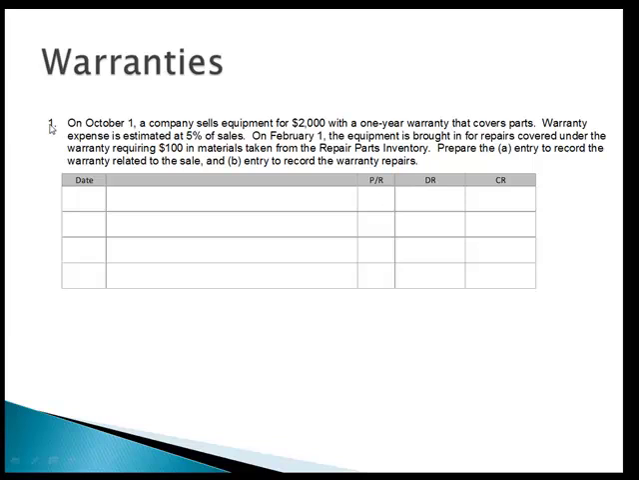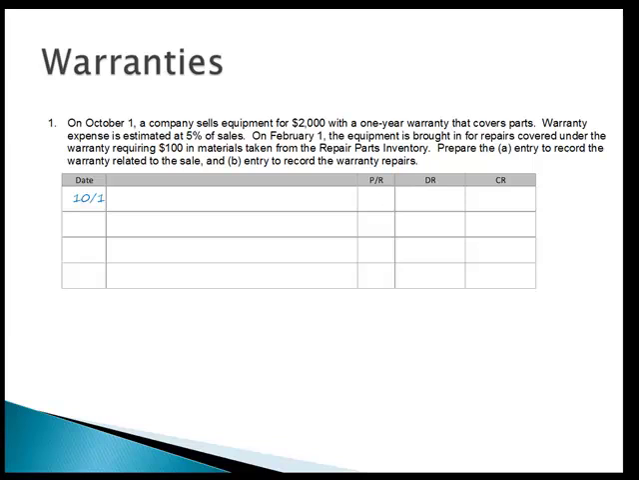Okay. So February 1st, the equipment is brought in for repairs under the warranty, requiring $100 in materials from the repair parts inventory. Prepare A, the journal entry to record the warranty related to the sale, and B, the entry to record the warranty repairs.